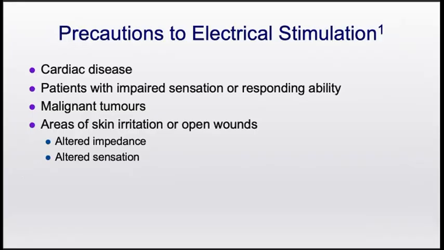Again, other precautions that you need to consider are any type of cardiac disease, anybody who has impaired sensation. So again, with diabetic neuropathy, they might have challenges telling you what's wrong or how they're feeling. You shouldn't use it over malignant tumors because you don't want to negatively impact the growth factor of those tumors. And you don't want to use it on areas where there's any sort of open skin, okay, or open wounds. The reason for this is there is altered impedance over those areas, and you've got altered sensation. So the person's sensory experience might not actually equate to the damage that you're doing within that area.